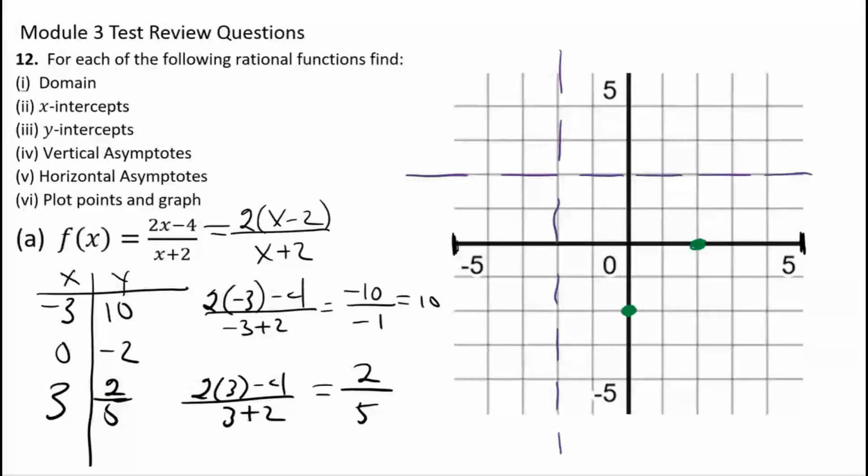Now if I go back to I was plotting in green, so let's do green again. Negative 3, 10. So negative 3. Now I'm just going to put 10 like way up here. I know that it's really higher than that because if this is 5, then 10's double that. But we're just trying to get a general shape here. And then the point 3, 2/5. So this is again 1, 2, 3.